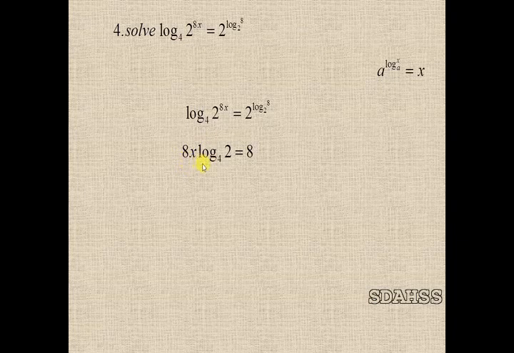So 8x log 2 base 4 is equal to 8. 8 cancel. So this becomes x log 2 base 4 is equal to 1. Then it should be written as x is equal to 1 by log 2 base 4.